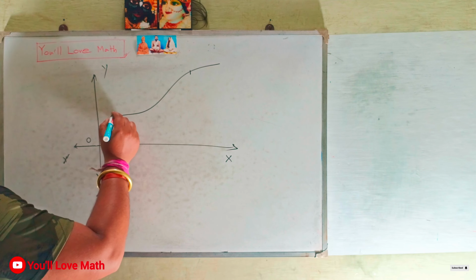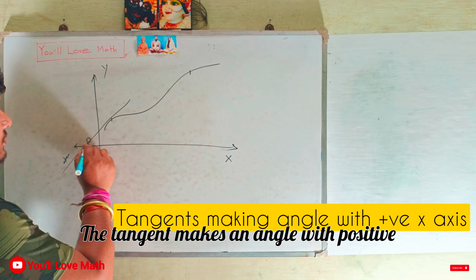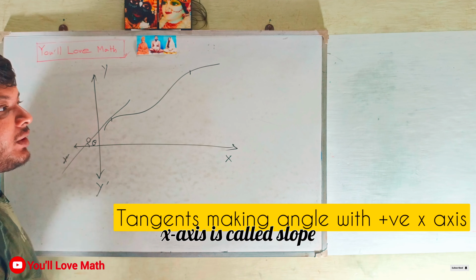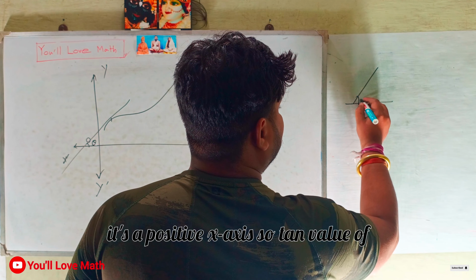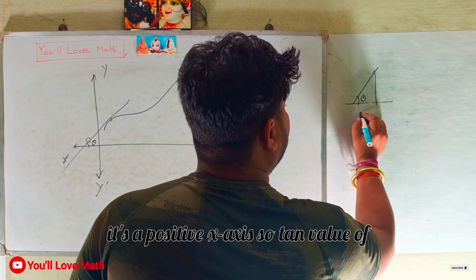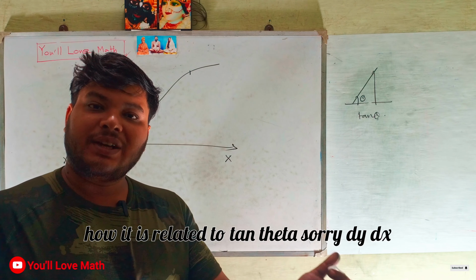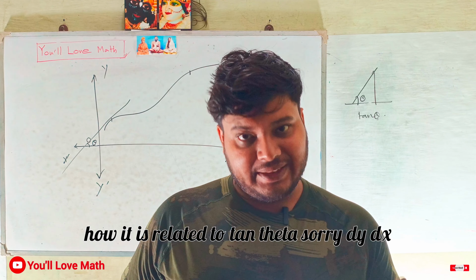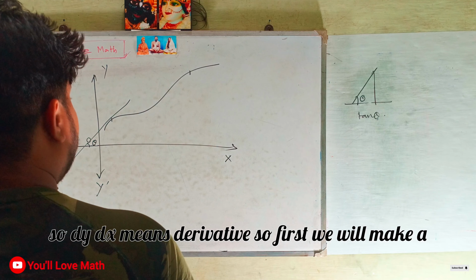Basically, the angle the tangent makes with the positive x-axis is called slope. So like that, it's the positive x-axis. So the tan value of that, tan theta, will be the slope. So how is it related to tan theta? Sorry, dy dx. So dy dx means derivative.